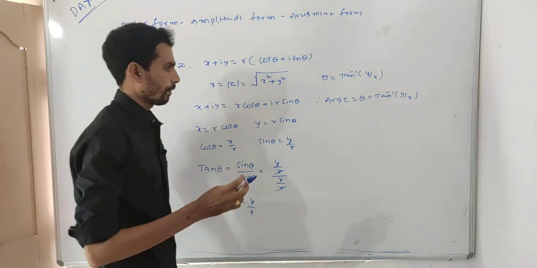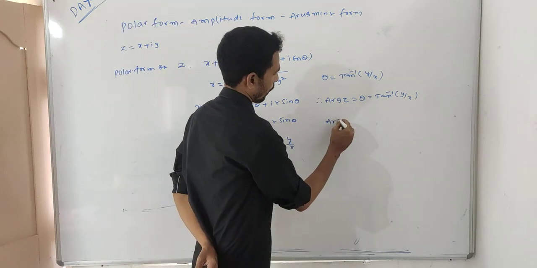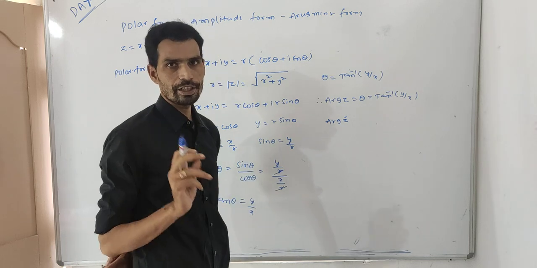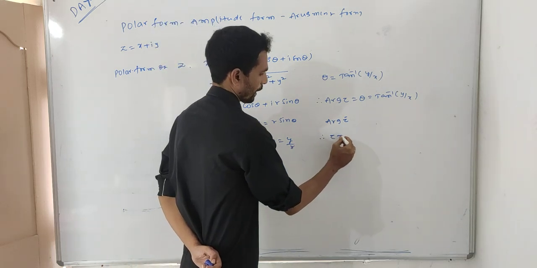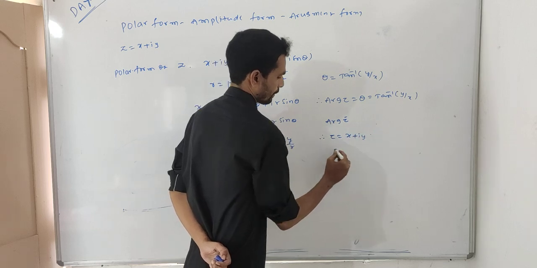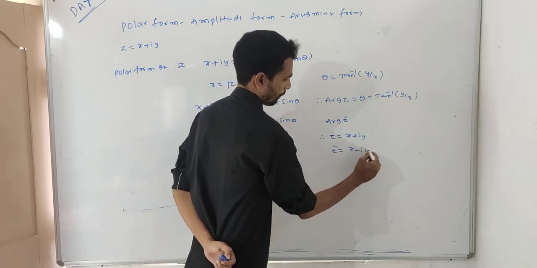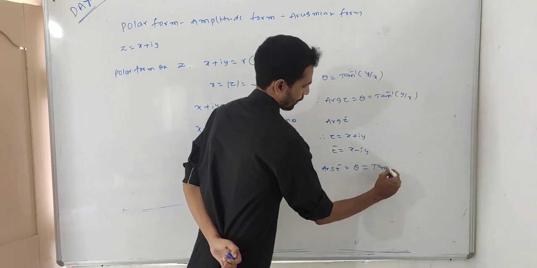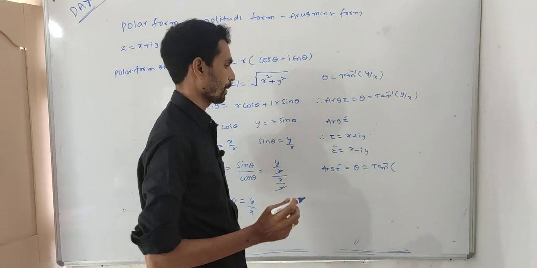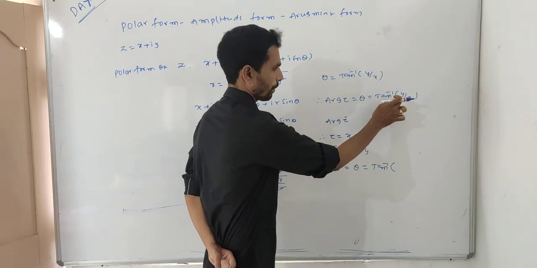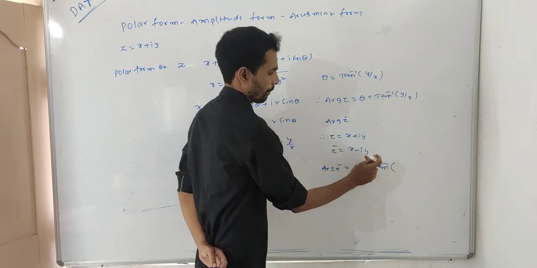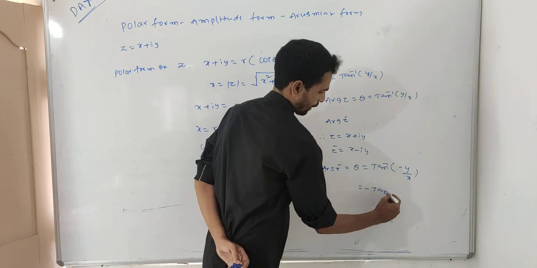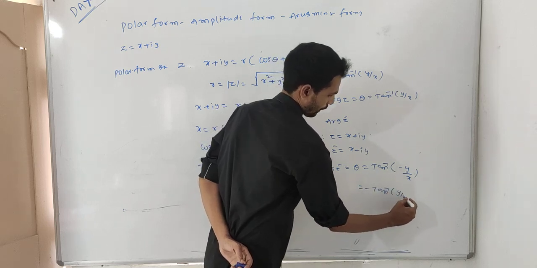For example, suppose the question asks, what is the arg of z bar? Bar always means the conjugate. For example, z is equal to x plus iy is given. Then z bar is equal to x minus iy. What is the arg of z bar? Theta is equal to tan inverse of imaginary part by real part. What is the imaginary part here? Minus y. What is the real part here? x. That is equal to minus tan inverse of y by x.